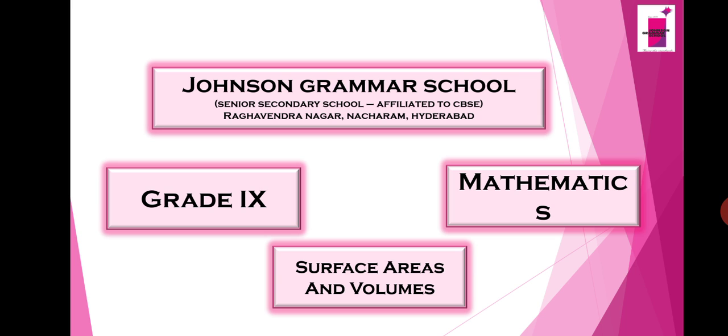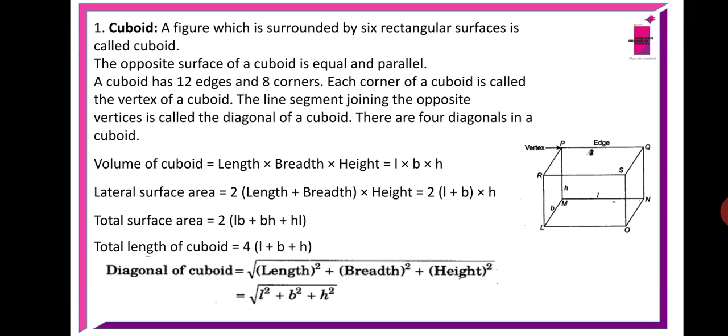In this session, we are going to discuss surface areas and volumes of basic solid shapes: cuboid, cube, cylinder, cone, sphere, and hemisphere. We'll start with the cuboid.